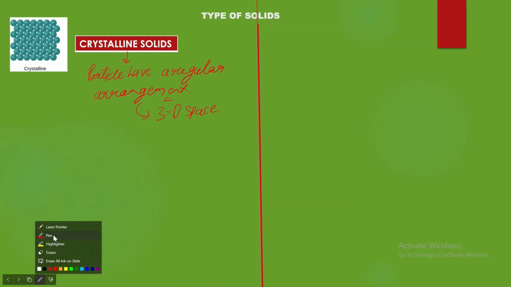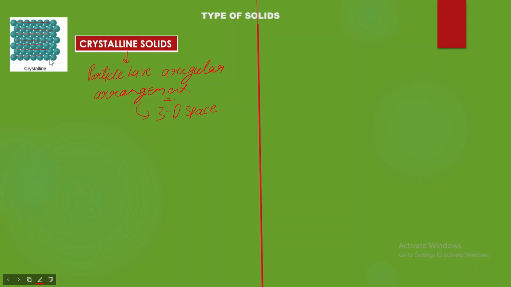Regular arrangement means, when you go to assembly in the morning at a school, all the students are standing in a straight line in each class. That kind of particular arrangement is seen in a crystalline solid also, mostly in three-dimensional space. Now you can see in the picture, all the particles are arranged in a straight line, row after row, and they are closely packed to each other.